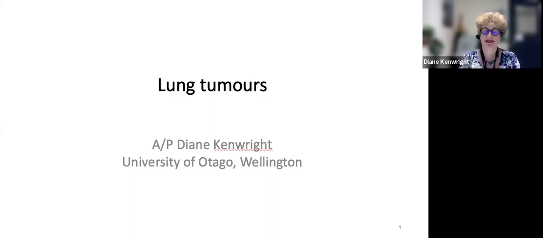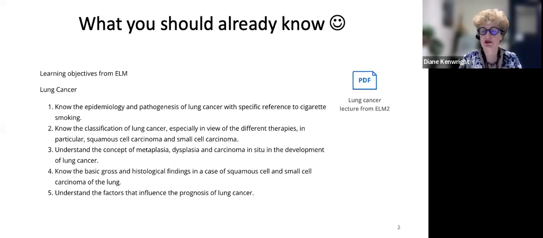As with previous lectures, this is material you should already know because you have covered it in ELM too. In particular, you covered these concepts of lung cancer. So we're going to briefly review these, and then go on to a few new ideas.